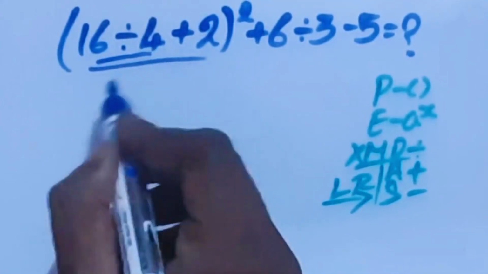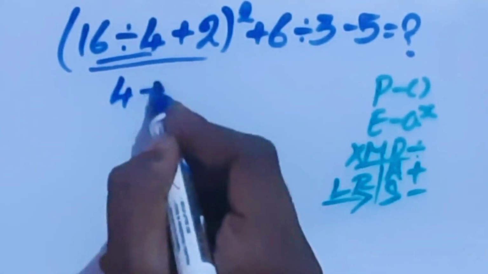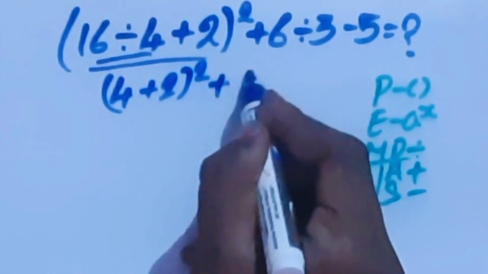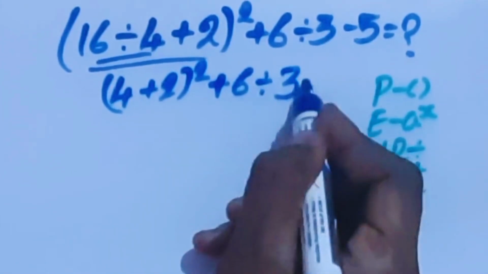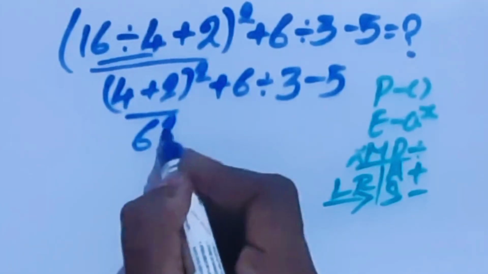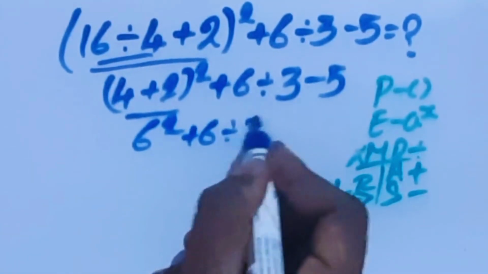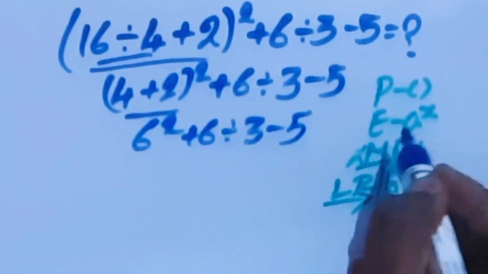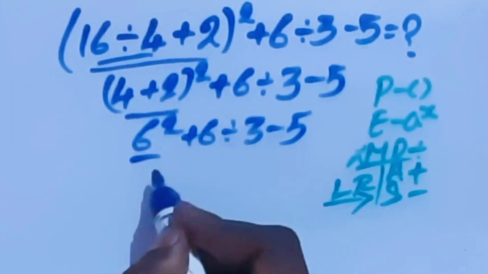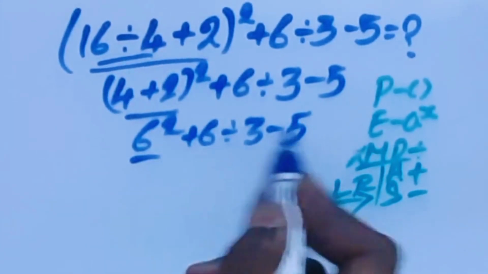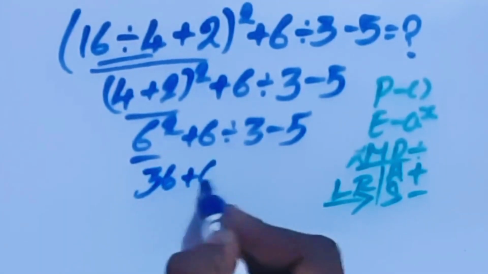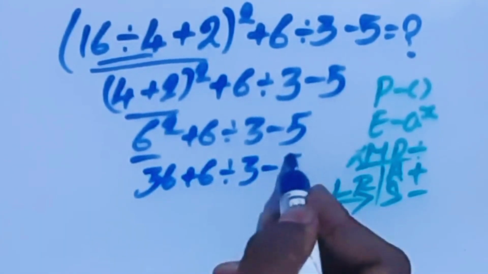So 16 divided by 4 is 4, plus 2 whole square plus 6 divided by 3 minus 5. Here 4 plus 2 is 6 square plus 6 divided by 3 minus 5. Here the next priority is exponent. We have exponent here, 6 to the power of 2. So we have to do this 6 to the power of 2 before this operation. So 6 square is 36 plus 6 divided by 3 minus 5.